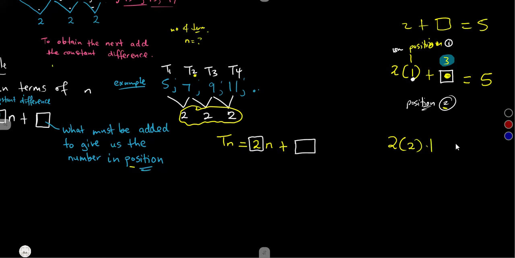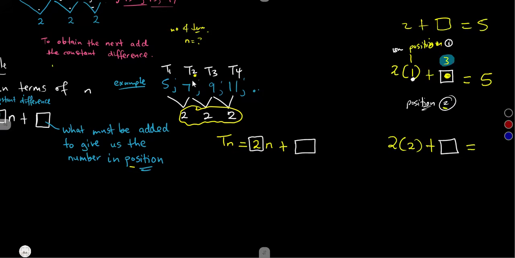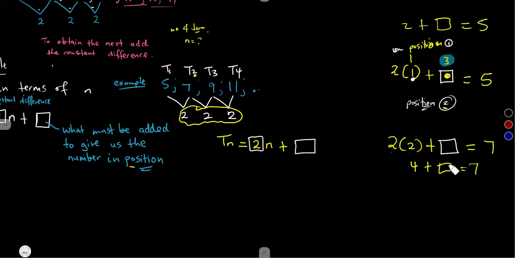What must be added to this here? This is what we want. What must be added to give us the number in position 2? The number in position 2 is 7. So what must be added to give us that 7? All right, so you can even say 2 times 2, that's a 4. So 4 plus what, to give us a 7? What must we put here to give us a 7? That's a 3. 4 plus 3, that's a 7.